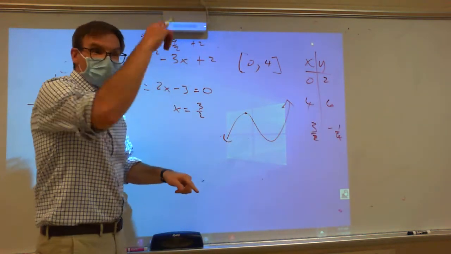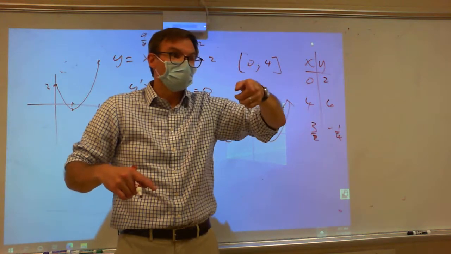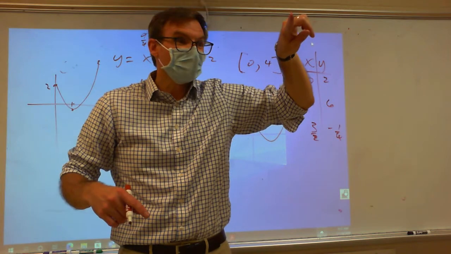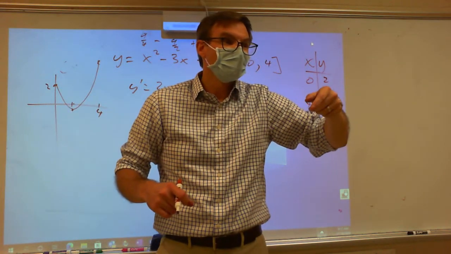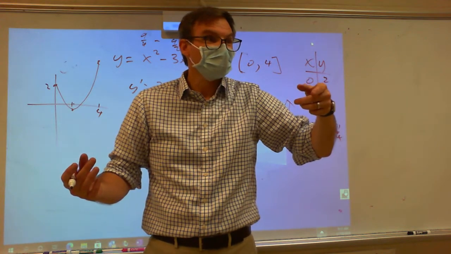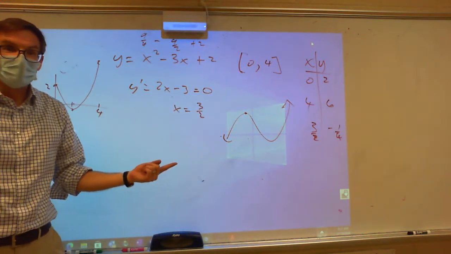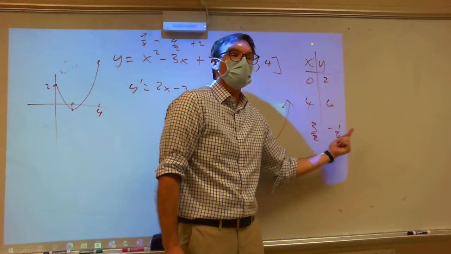For me to get another peak or a valley, the graph would have to turn, wouldn't it? The only way you get peaks or valleys is if the graph turns, right? What happens to your derivative when the graph turns? It becomes 0, right? And there's only one place where the derivative is 0. So this is your only turning point.